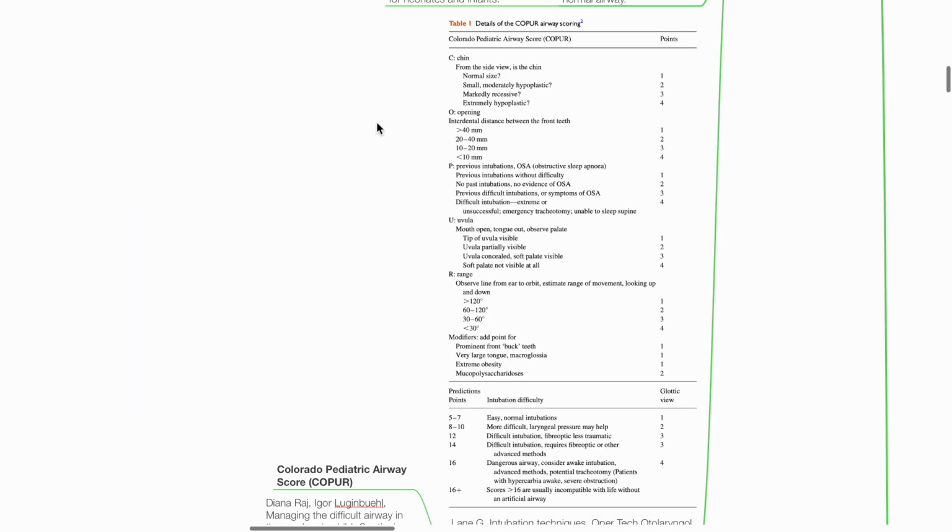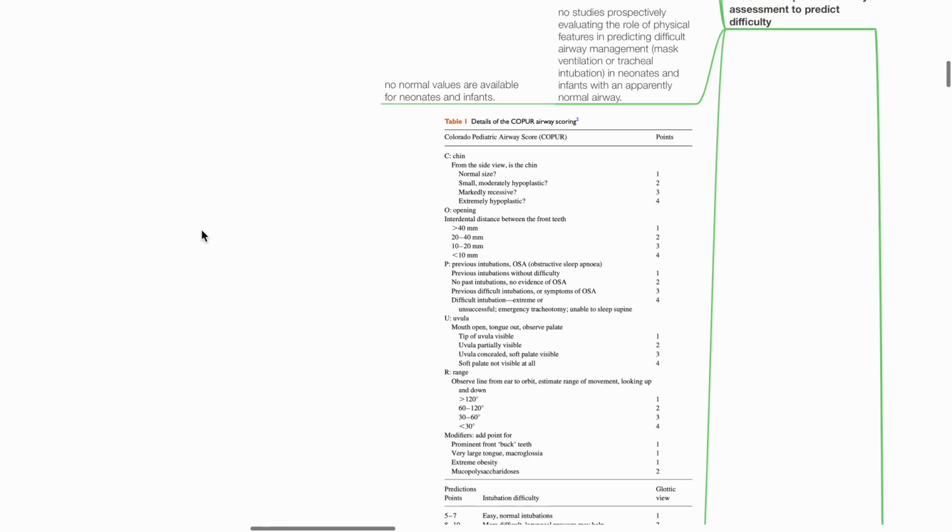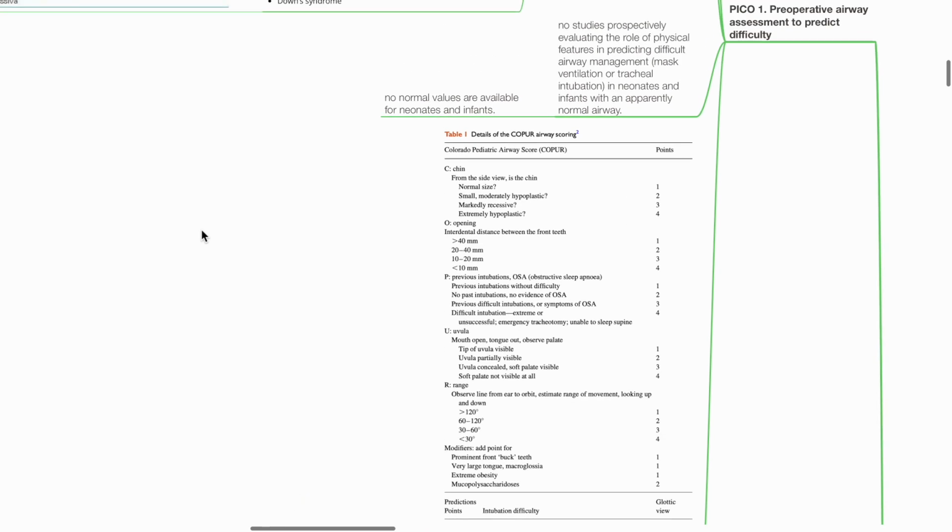Although there are airway scoring systems such as the Colorado Pediatric Airway Score (COPUR), no studies prospectively evaluated the role of physical features in predicting difficult airway management in neonates and infants with an apparently normal airway, hence no normal values are available for neonates and infants.